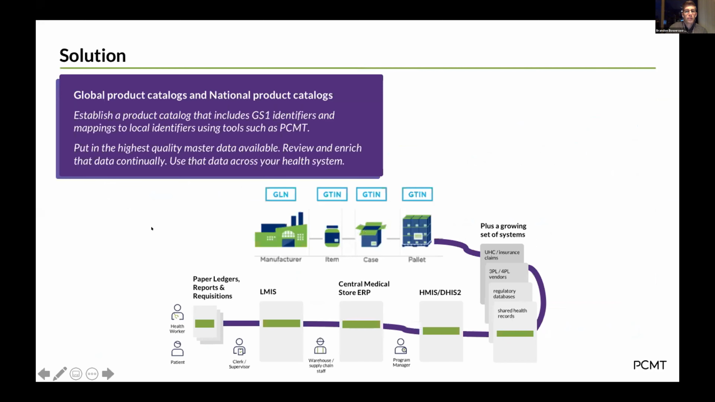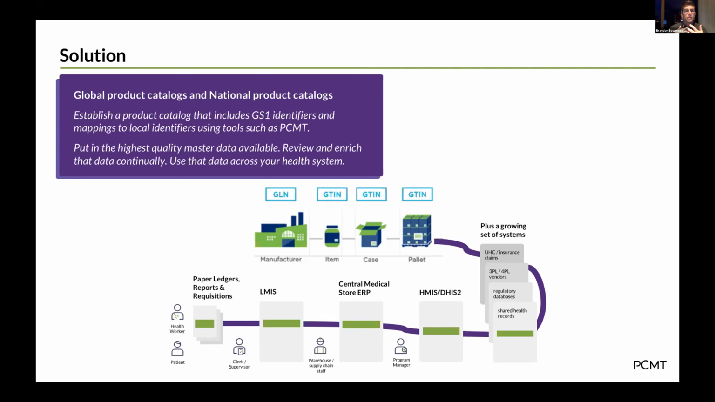And so the solution with PCMT is to establish product catalogs that actually have GS1 identifiers, but also all the mappings to local identifiers. Sort of this purple line would be like a thread connecting all these different identifiers in the diagram we saw. The whole way from the manufacturer, the jar of medicine or the case or the pallet, down to the patient where it's used, all the different identifiers along the way could be mapped.